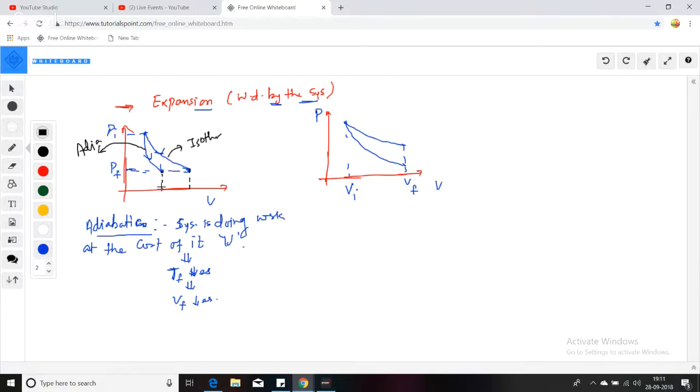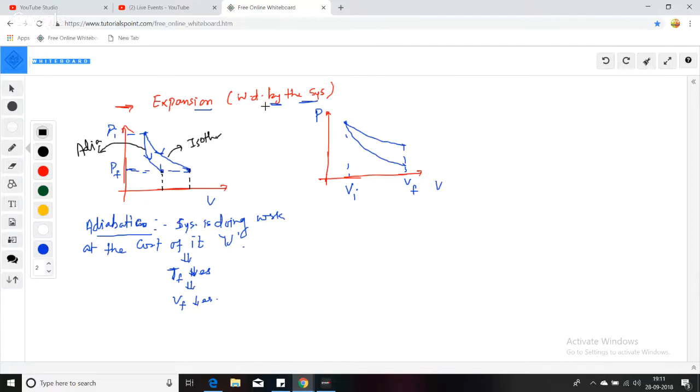What did I say? We are discussing these two graphs, isothermal and adiabatic. So let's talk about the adiabatic process first. Since expansion is there, volume is increasing, and we know that whenever there is expansion, there is work done by the system.